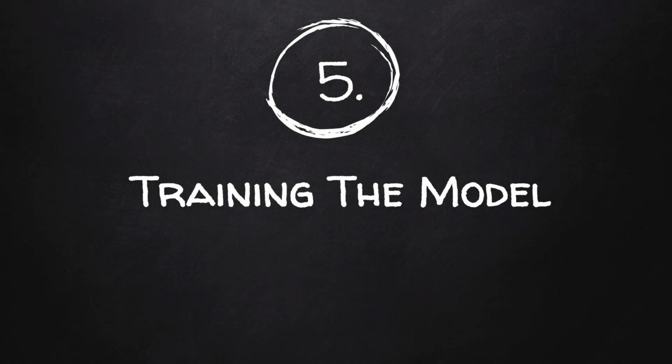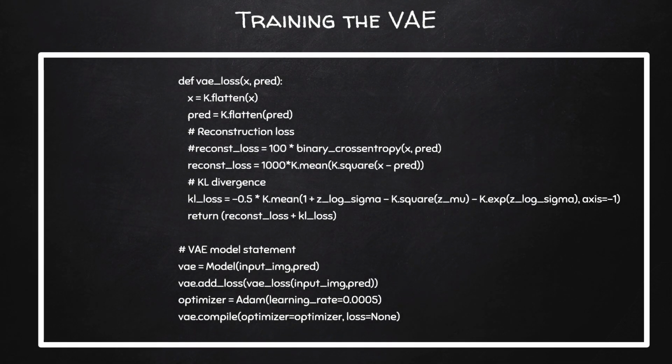Now let's train the model. The training is performed using the loss function as we defined in the previous section. The total VAE loss, including both the reconstruction and the divergence loss, is computed and added to the training model as here in this code sample. The custom VAE loss function is added to the model using its addLoss function. Then the model is compiled using the Adam optimizer and run for a number of epochs.